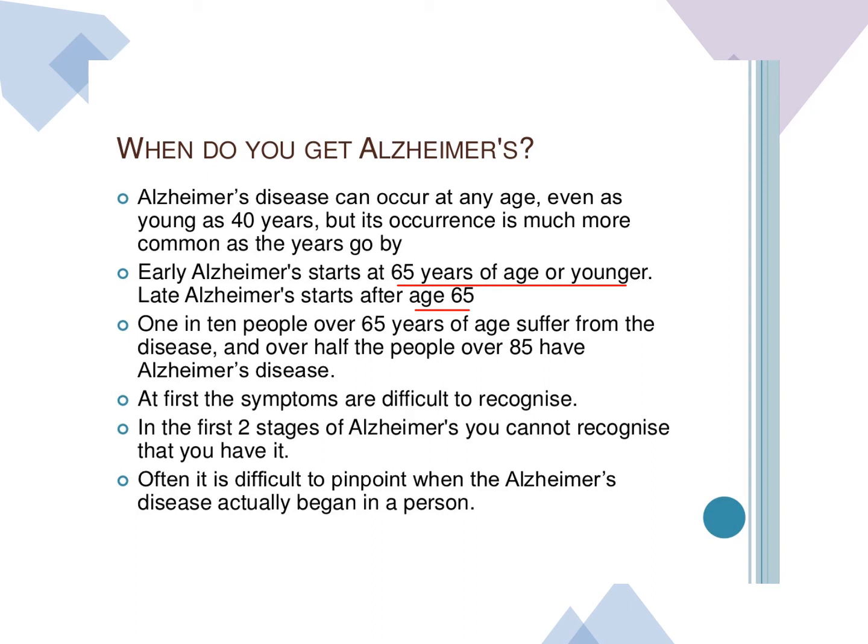1 in 10 people over 65 years of age suffer from this disease, and over half the people over 85 have this disease. At first, the symptoms are difficult to recognize. In the first 2 stages of Alzheimer's, you cannot recognize that you have it. Often, it is difficult to pinpoint when the Alzheimer's disease actually began in a person.